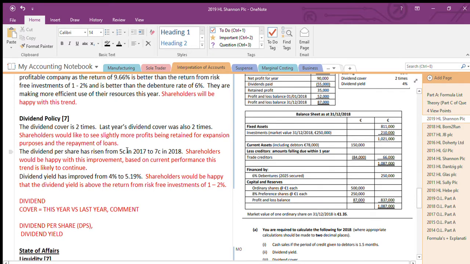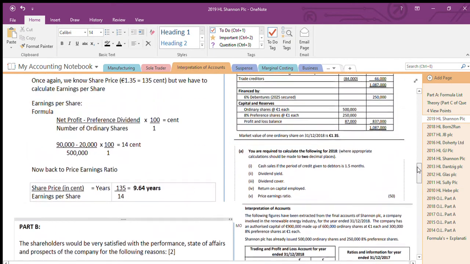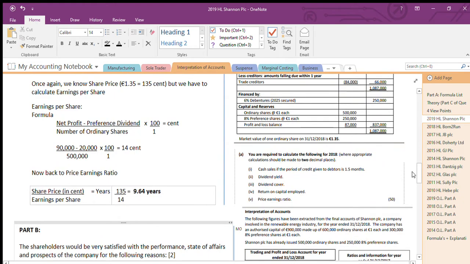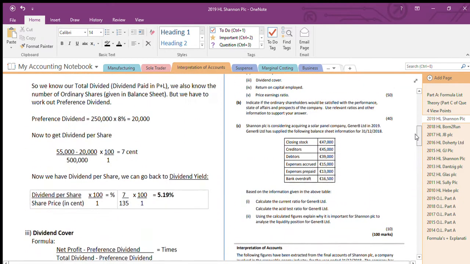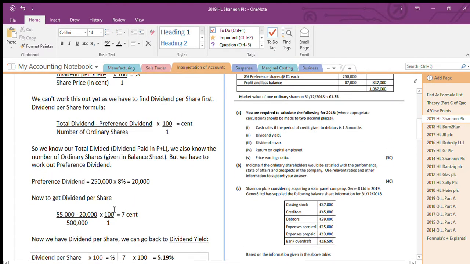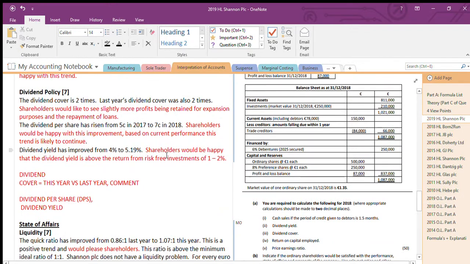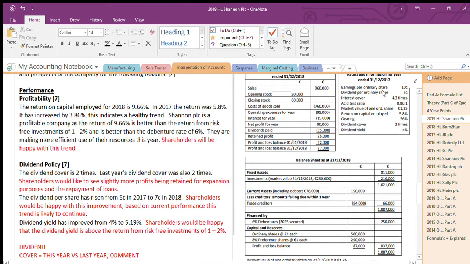The dividend per share, okay, 2017, last year, DPS was 5 cents. We've already had to calculate it for 2018. In order to get dividend yield, I had to find my dividend per share. Dividend per share would be up here. I had to calculate it, and it's 7 cents. So if I go back to this now here, I know that my dividend per share this year is 7 cents. Last year it was 5 cents. So it's gone up. Shareholders will be happy.